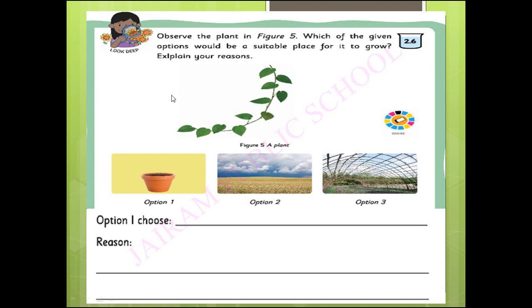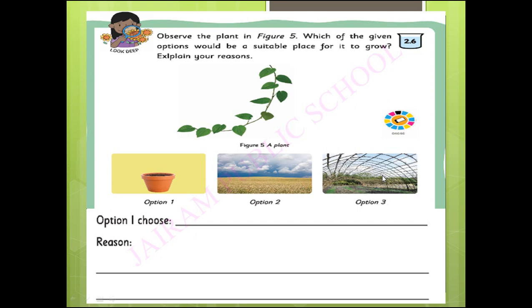The question given here is, observe the plant in figure A. So in figure 5 we have a plant. Which of the given options would be a suitable place for it to grow? So here is a plant. By seeing it, we can understand that it is a climber. So for this plant, which place is suited to grow? Whether a pot, an open land, or the place where a fence is there.